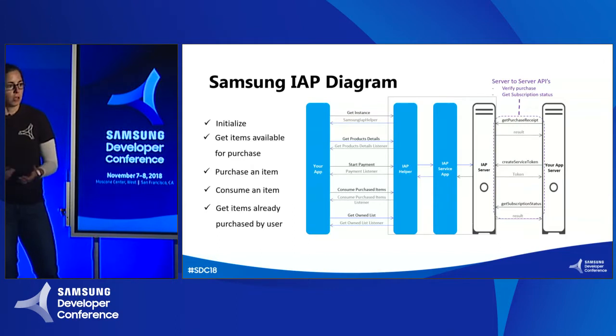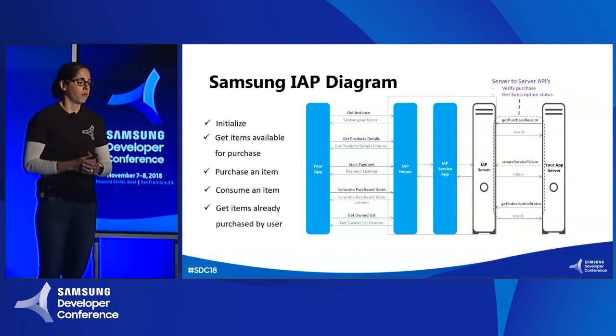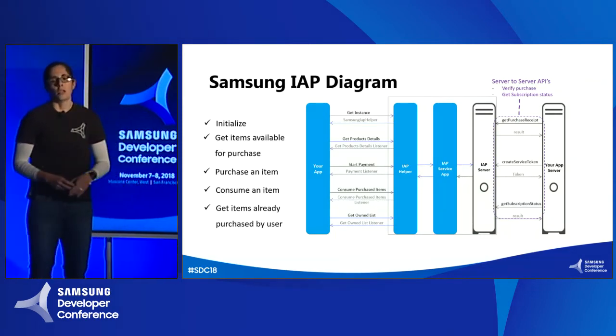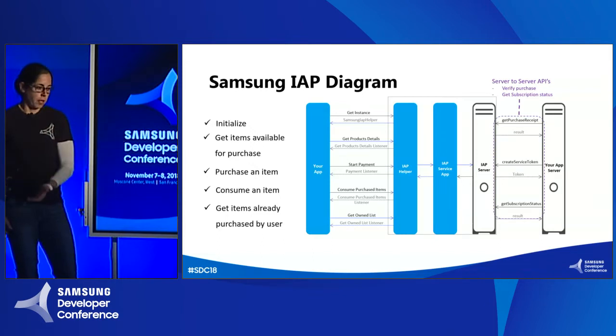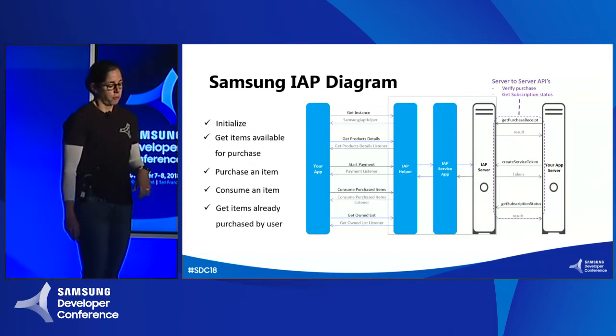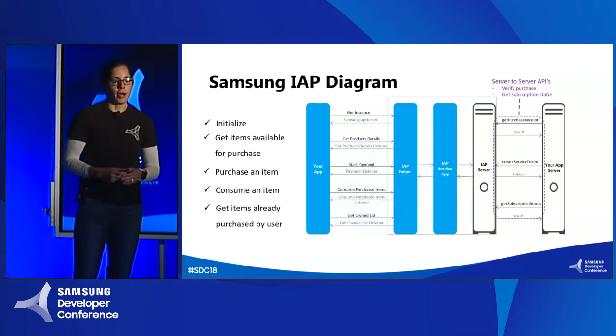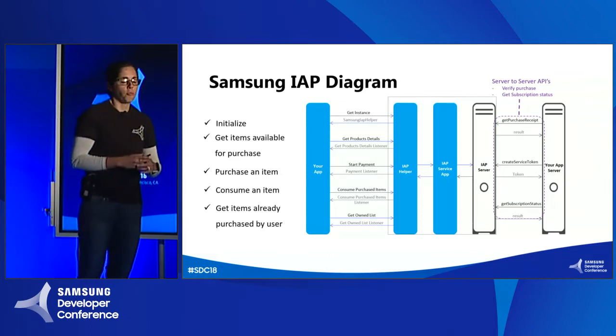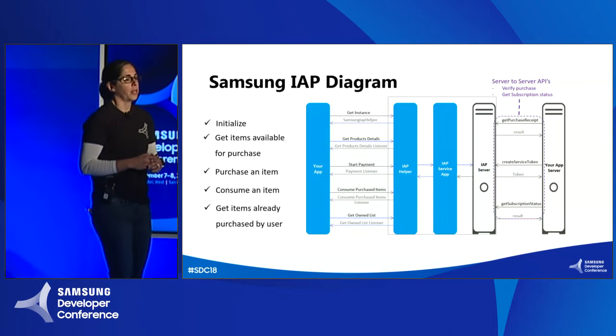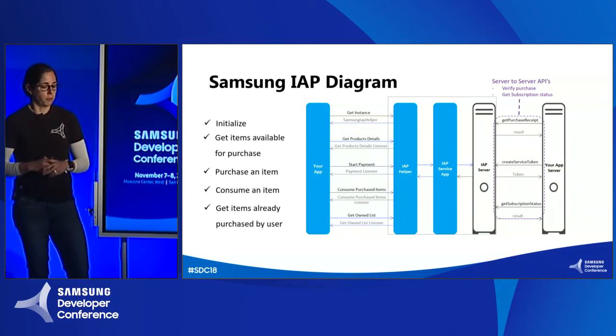We provide the basic methods and calls for you to be able to get the items that are available for purchase, check what items the user has already purchased, also do a transaction, consume an item in terms of consumables. And we also provide server APIs. So from your server, you can do a server-to-server verification to see if a transaction is valid. In case of subscriptions, you need to keep track of the subscription. So we also have a Get Subscription Status API where you can find out all the information about the subscription.